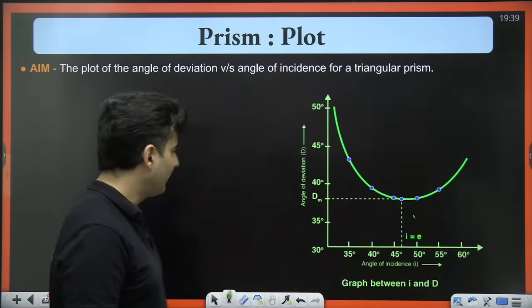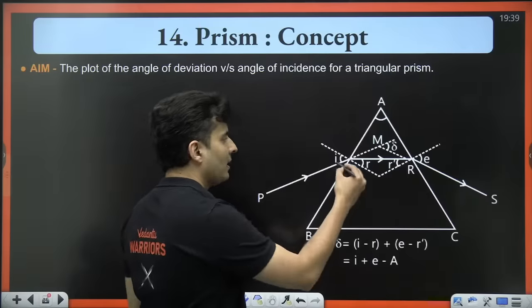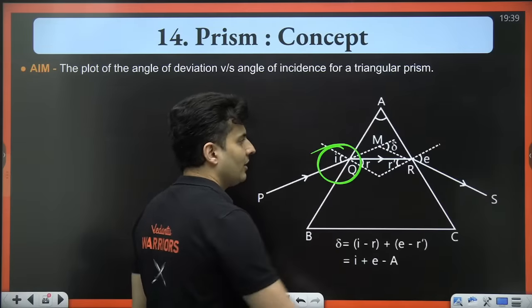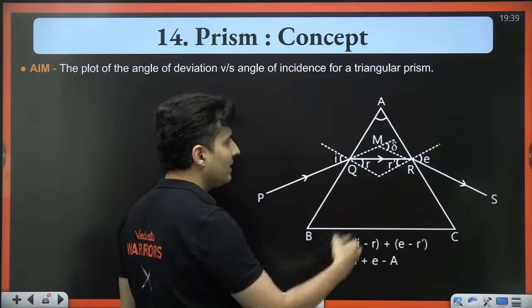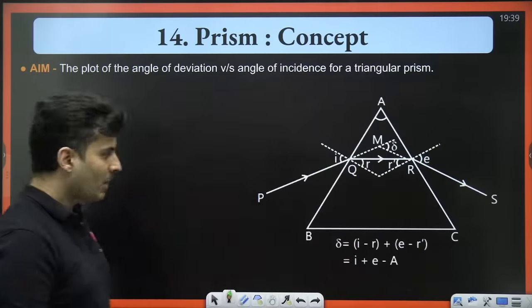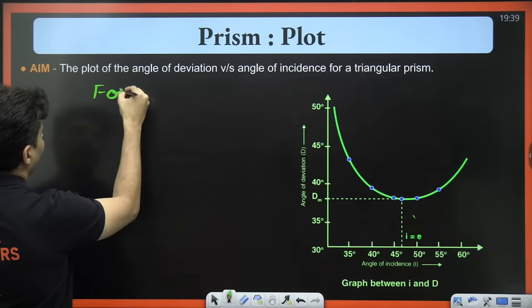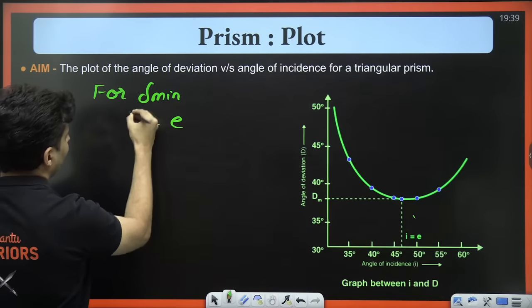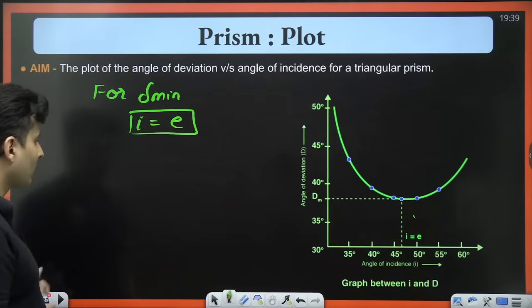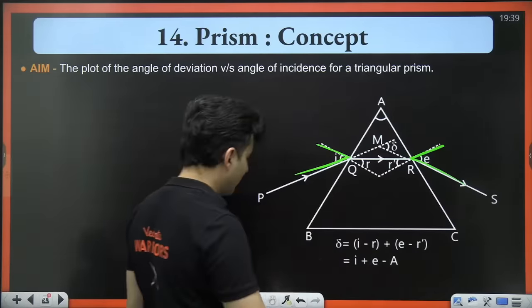at a particular angle. Now it so happens that for minimum deviation, do you see this angle of incidence? Do you see this angle at which it emerges out? These both happen to be equal. So you can see that for delta minimum, angle of incidence is angle of emergence. Number one, angle of incidence is angle of emergence.